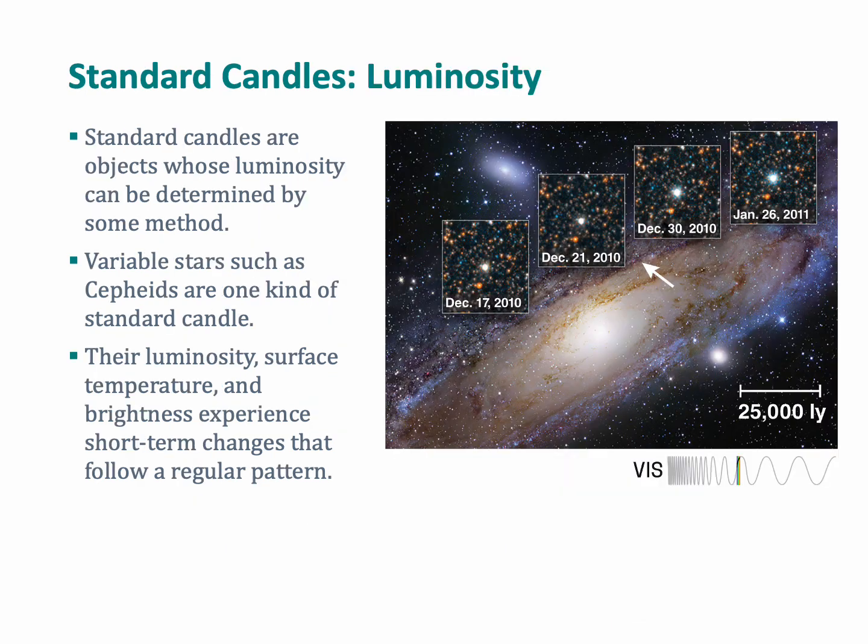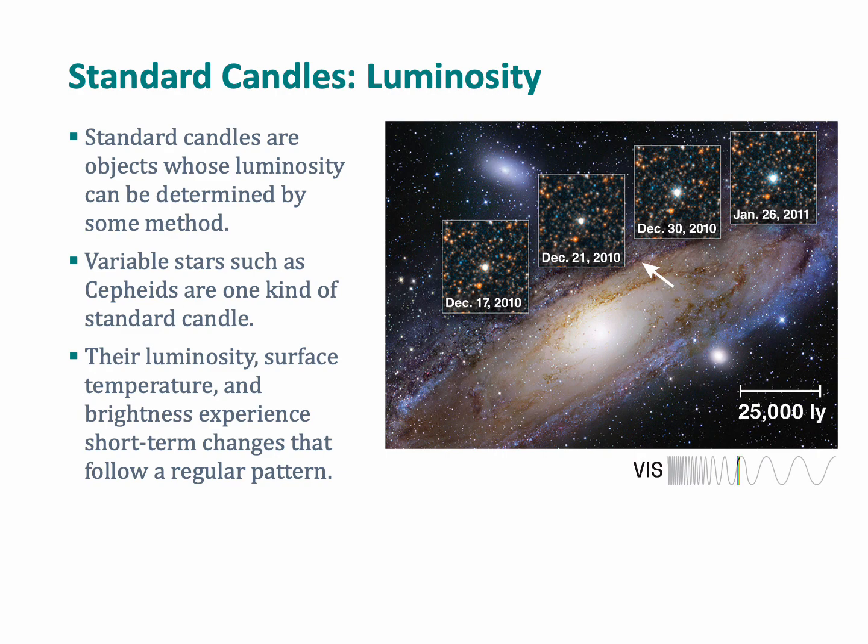Another way to measure distance is to use something called standard candles. A standard candle is something whose luminosity we can determine by some other method. We'll look at Cepheid variable stars in a moment to see how we can use that to eventually determine the distance to a star. If we know the luminosity, that is the intrinsic brightness of a star, and we know how bright it appears from Earth, then we can determine how far it really is. We can do a calculation using the inverse square law.